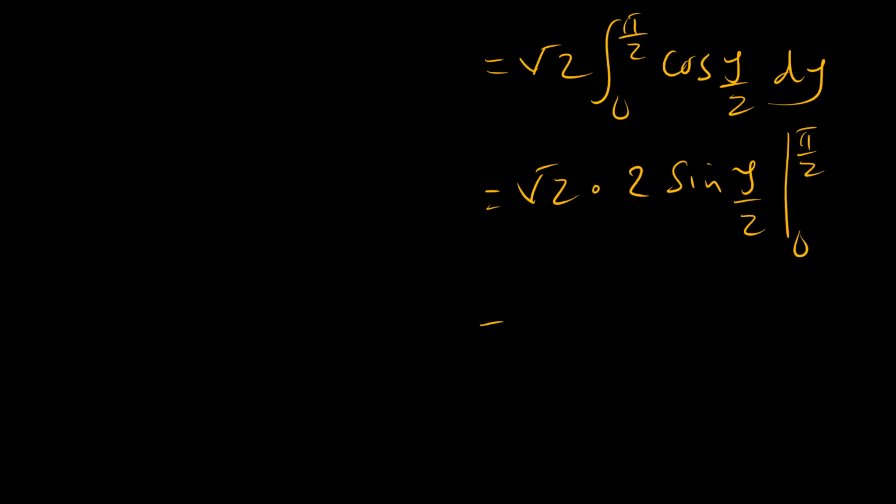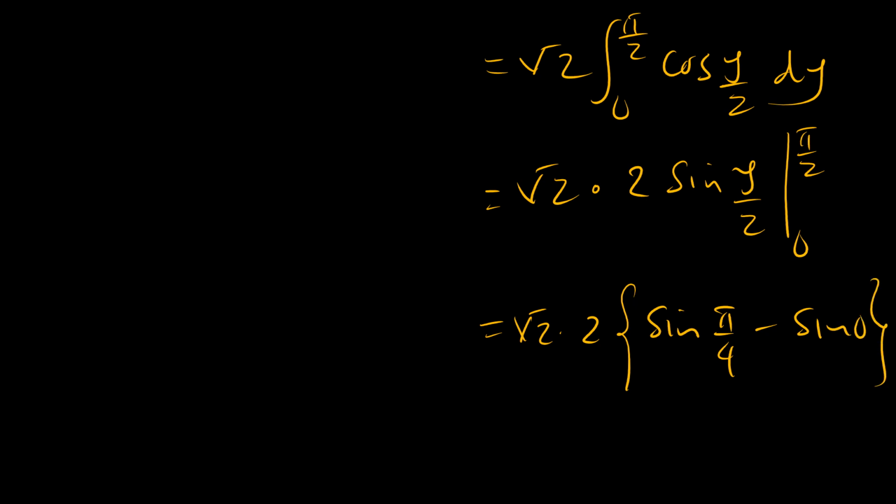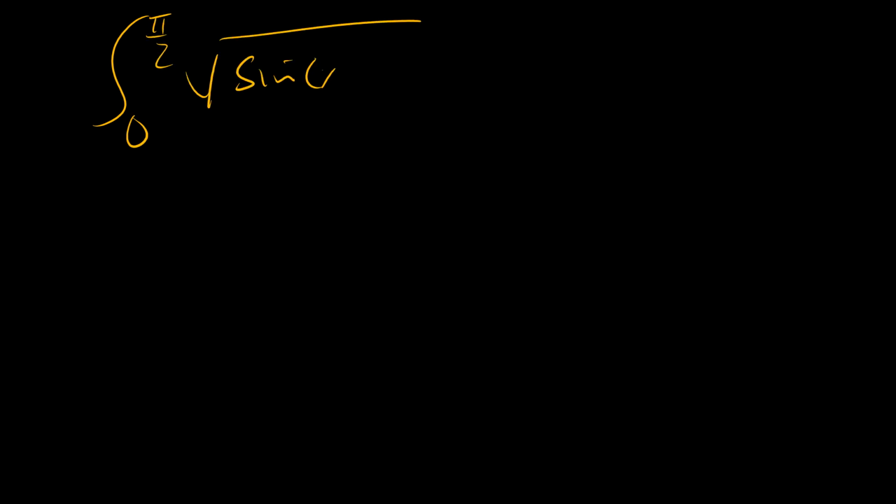Okay, so this becomes now root 2 times 2 sine pi over 4 minus sine 0. So sine pi over 4 is the same as 1 over root 2, and then sine 0 is 0, right? So this becomes 2. In other words, our integral from 0 to pi over 2 of the square root of sine of x plus 1 is 2.